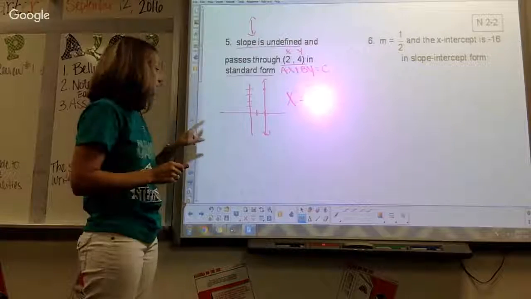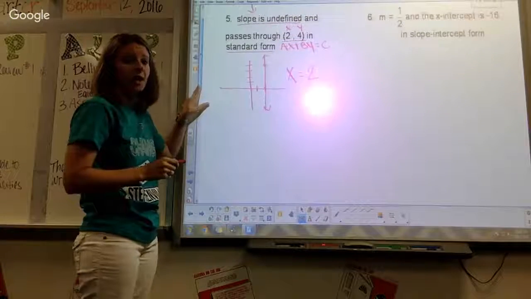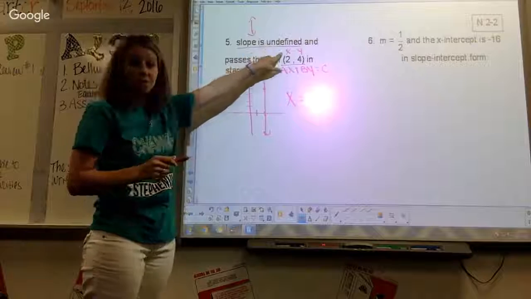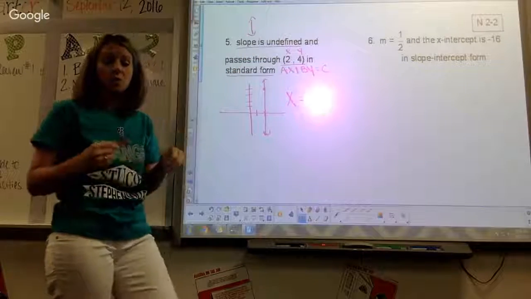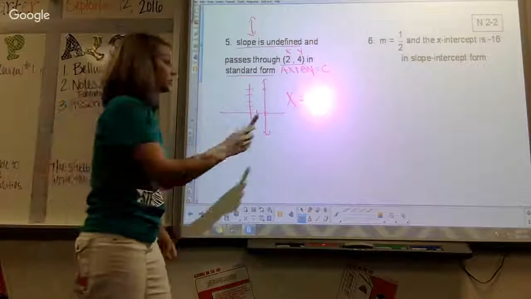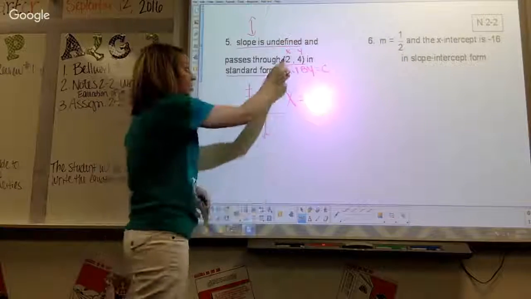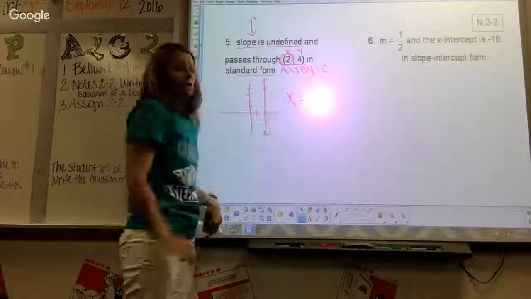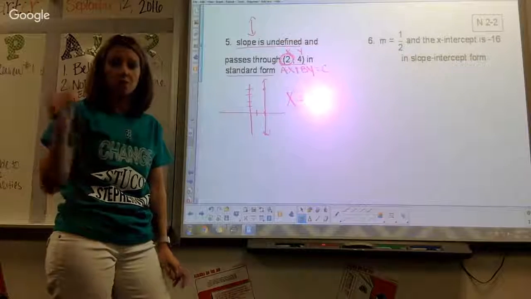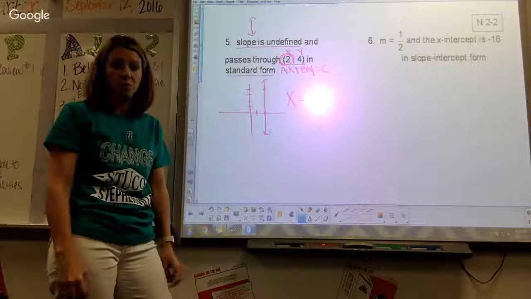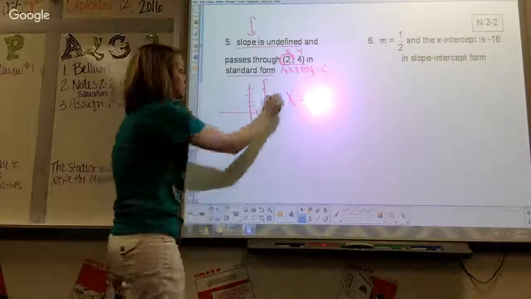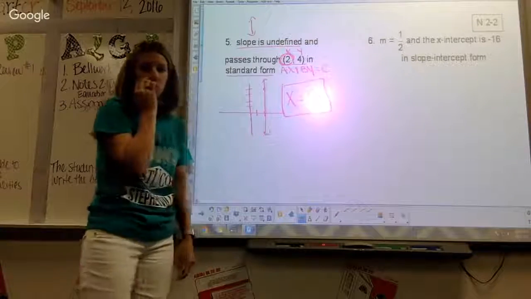Remember we talked about that on Friday, that if we have an undefined slope or no slope, our equation is always x equals wherever it crosses the x-axis. You don't have to draw this graph. All you would have to do is look at that x value in that point, because you know that that vertical line is going to cross through that point. Okay, so x equals 2 would be your equation.